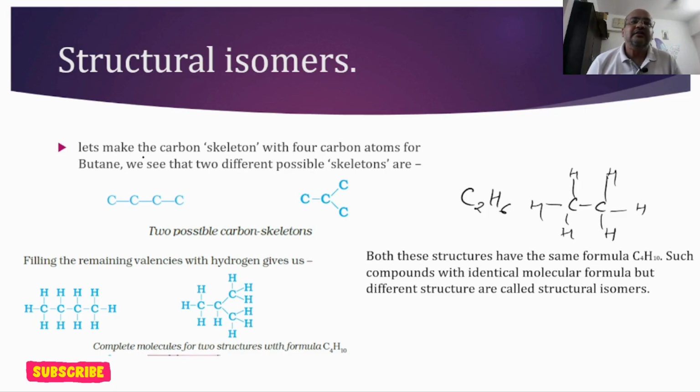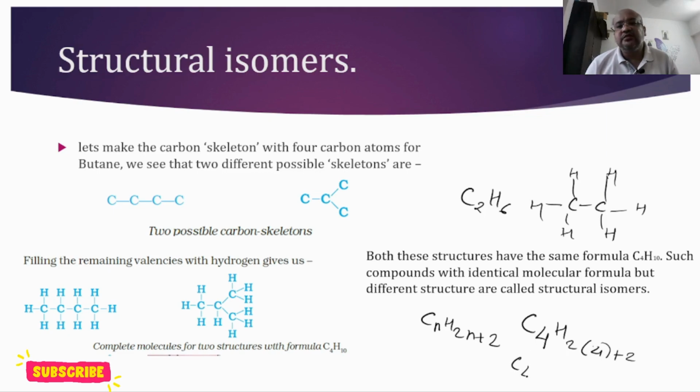Let's make the carbon skeleton of the four carbon atoms for butane. Butane, I know, has four carbons, and I need to write down the tetravalency of carbon like this. I know the general formula is CnH2n+2. There are four carbons, so I write 4, then 2 into 4 plus 2, so what will it come? C4H10, 10 hydrogens I need to have. So I write these 10 hydrogens here, with the tetravalency of carbon like this.